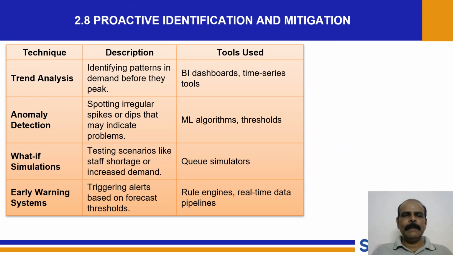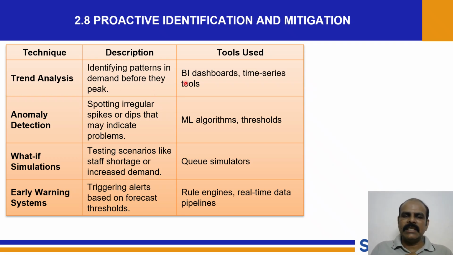Okay, so now we'll see what all the techniques are, and what all the tools used here to do these tasks. The first thing is trend analysis. Trend analysis is going to identify patterns in demand before they peak. The main purpose of mitigation is that prevention is better than cure. That is the underlying phenomenon of this particular mitigation, not post syndrome, where the syndrome has come and has spoiled everything. So in a very advanced case it has to be done.